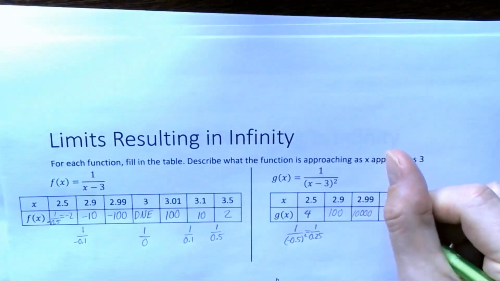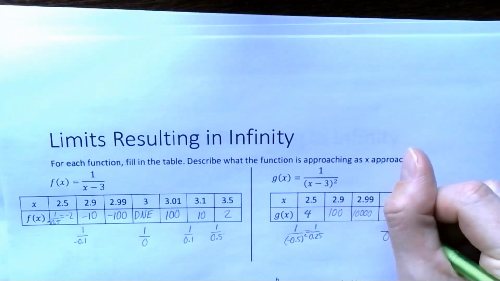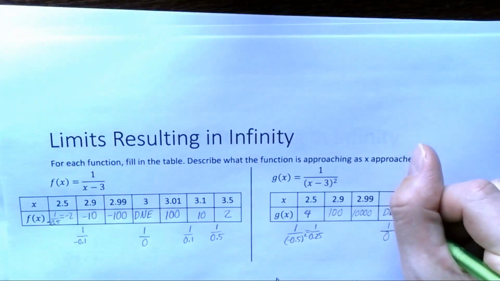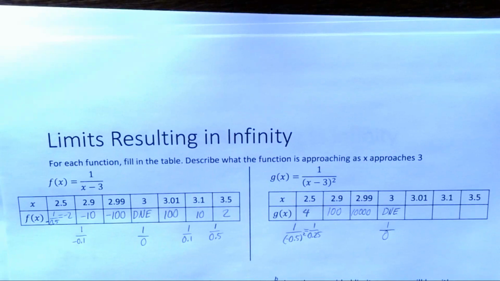And again, for 3, it's 1 over 0 squared, which is 1 over 0, and we represent this with does not exist. Because again, when it comes to graphing a function, the value does not exist at 3. There's nothing we can put on a graph at x equals 3 for that function.